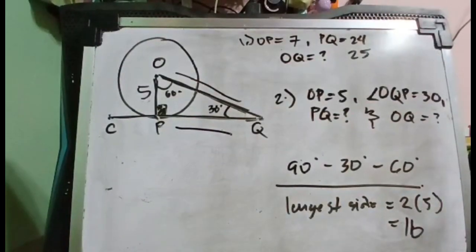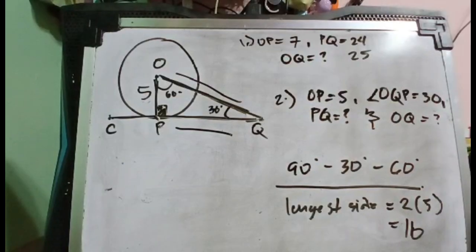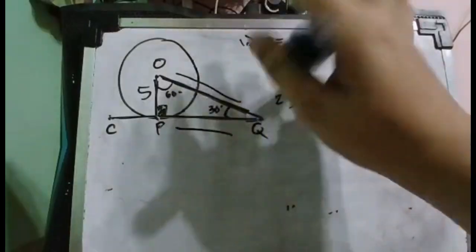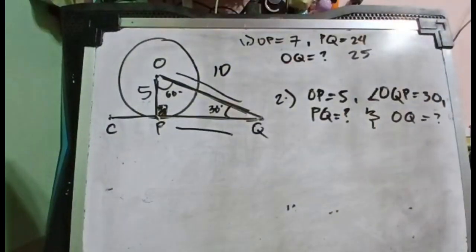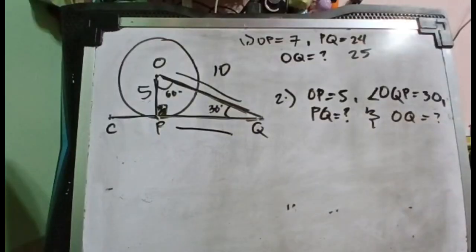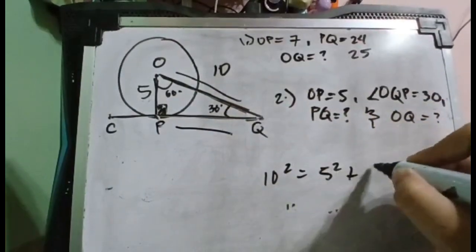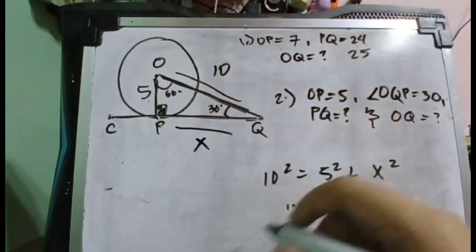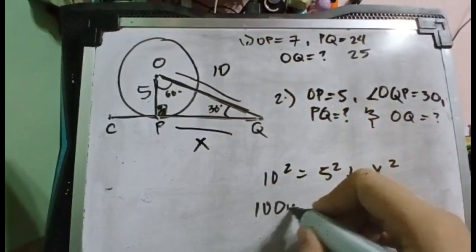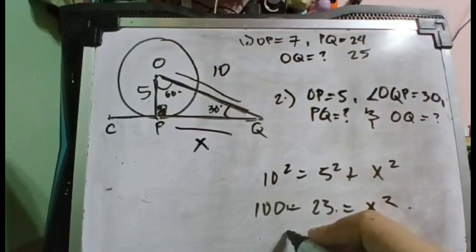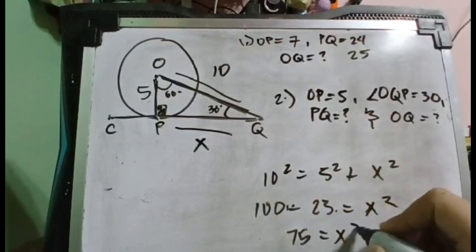So ang pinapahanap dito, what is PQ and what is OQ? Okay? So, yung longest side natin is yung OQ natin, which is 10. So, let's say that it is 10 na. We can use that now to find our PQ. So, 10 squared is equal to 5 squared plus x squared. We're going to refer this to as x. So, 100 minus 25 is equal to x squared. So, 100 minus 25, that is 75 is equal to x squared.